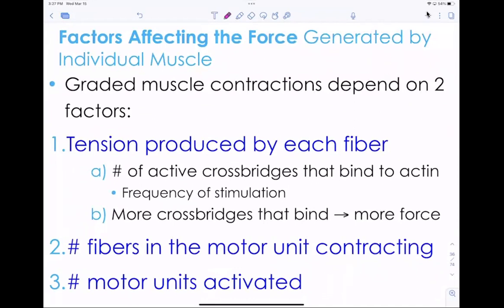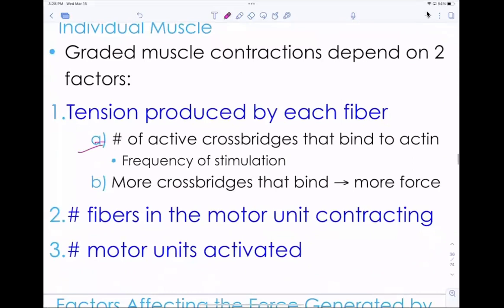muscles really have graded contractions, right? So first you want to think about the tension produced in an individual muscle fiber in those motor units, right? So one motor unit and how much tension it's producing in the muscle fibers it innervates. And that comes down to the number of cross bridges formed. And what determines the number of cross bridges formed? The frequency of stimulation of that motor neuron.